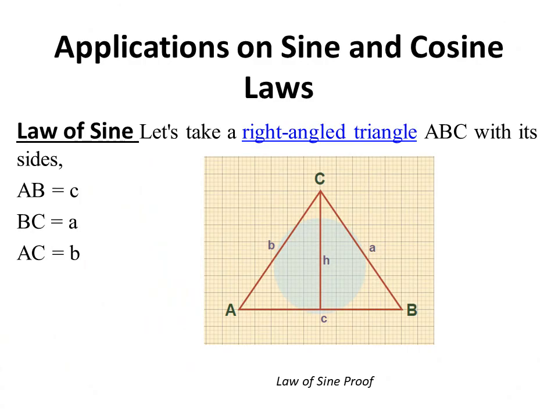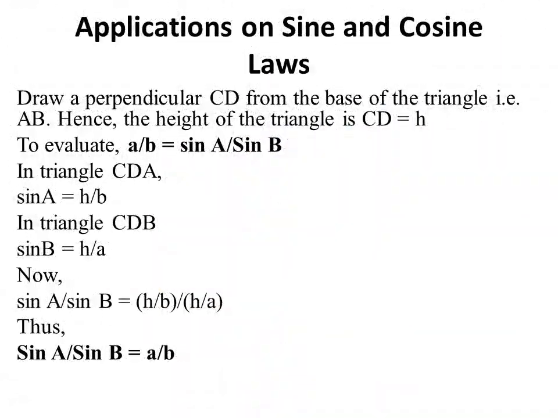Law of sine. Let's take a right angled triangle ABC with its sides AB equal to c, BC equal to a, and AC equal to b, as shown in the figure. Then draw perpendicular CD from the base of the triangle, that is AB. Hence the height of the triangle CD is h.